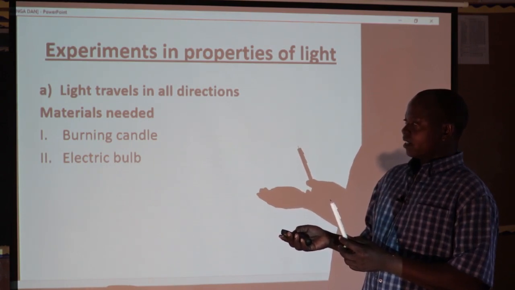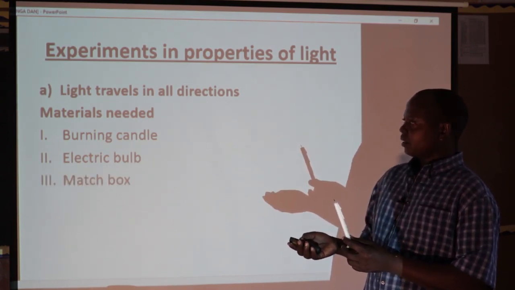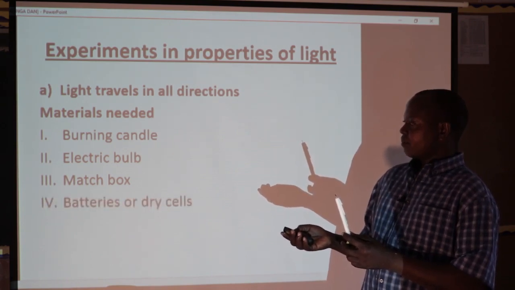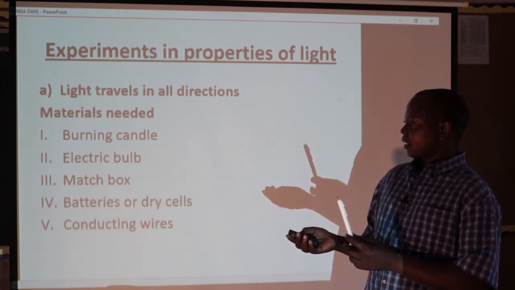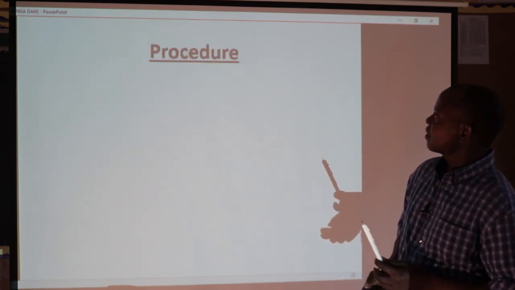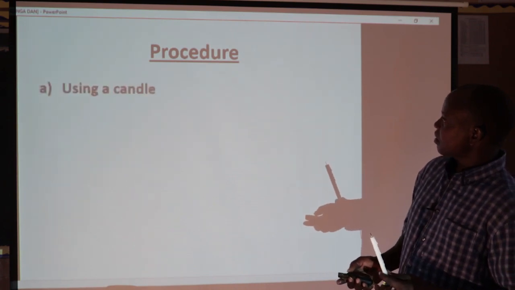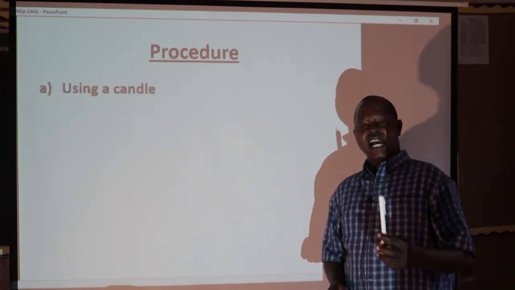There is a bit of mixture, don't mind. I will rearrange for you. There is also an electric bulb, a matchbox, batteries or dry cells, conducting wires. Then procedures. Let us start with the one of using a candle.